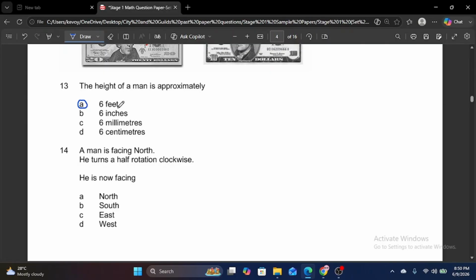6 feet. Oh my God. Yeah, it cannot be 6 inches. It cannot be 6 millimeters. It cannot be 6 centimeters. All of these three below are too small. So the average height of a man is approximately... The best answer right there, I'm not even going to say the most appropriate answer, but the best answer right there is 6 feet. Moving right along.